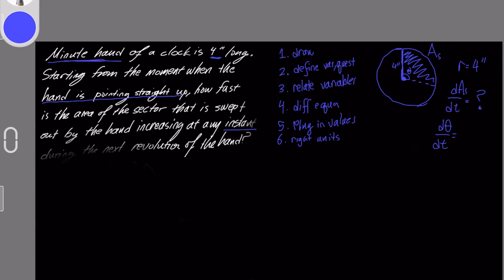We know that it goes from here all the way down to here in 30 minutes. And in terms of radians, this is pi radians. So we know that the rate at which our angle changes is pi radians per 30 minutes. All right, perfect. Now we're done with step 2.